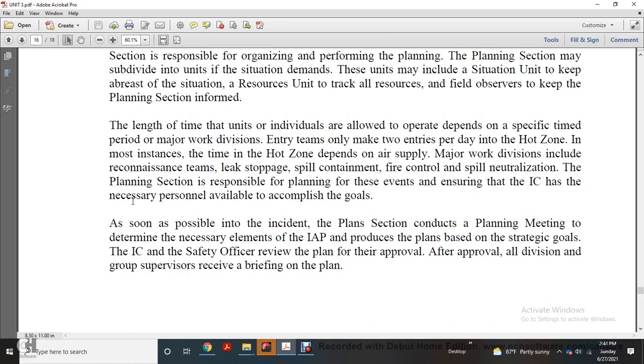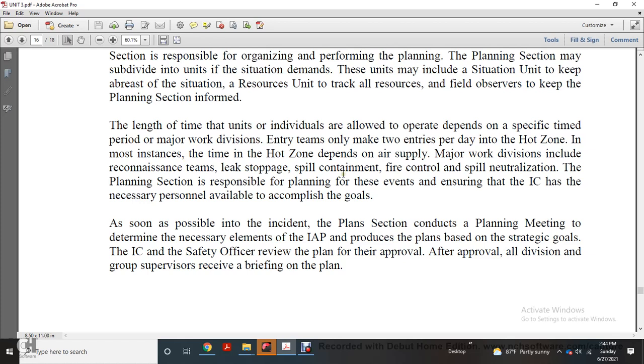The time unit allows for an operator to work within a specified time. Here are the major work divisions in the environment. Entry teams make no more than two entries per day into a hot zone, and the time in the hot zone depends on the air supply. Major work divisions include the reconnaissance team, leakage stop, spill containment, fire control, and spill neutralization.